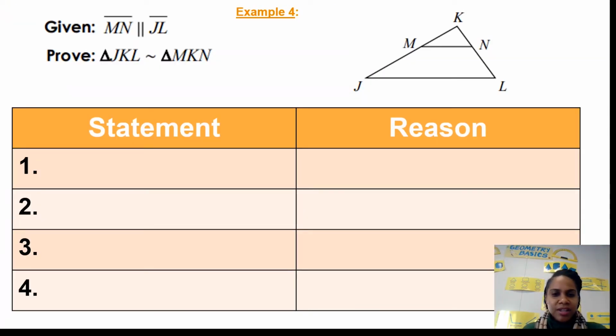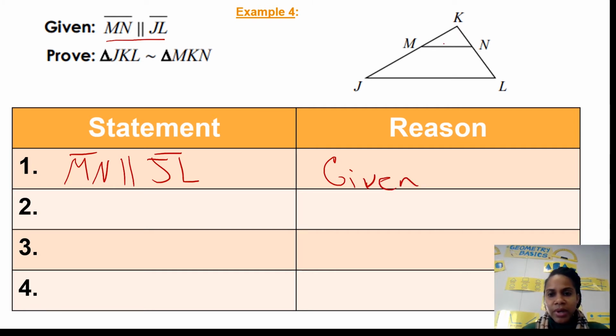Let's take a look at this proof here involving the angle-angle similarity theorem. So we're given that MN is parallel to JL. So let's go ahead and write that in. Our first statement is given: MN is parallel to JL. That is given. And I'm going to go ahead and write some parallel marks here.